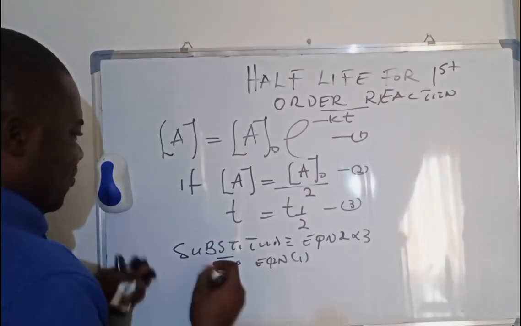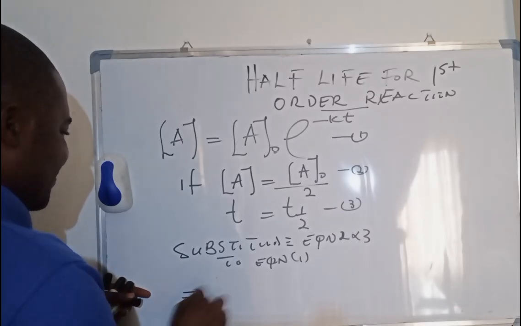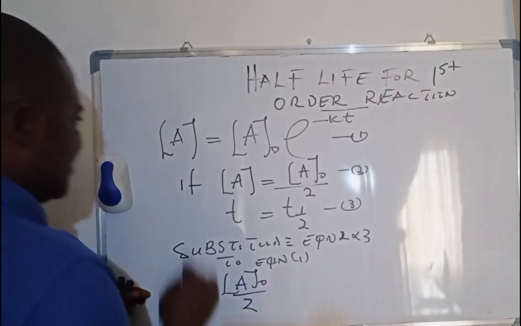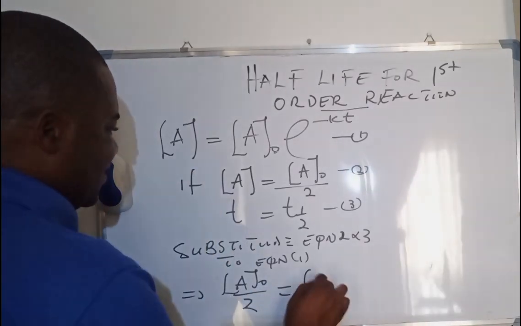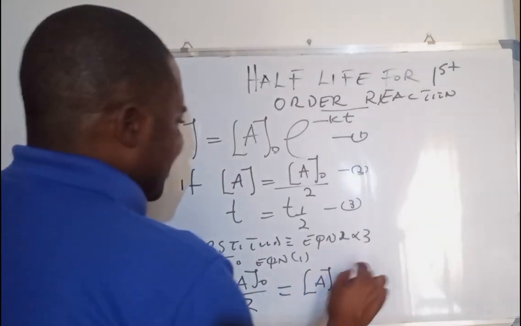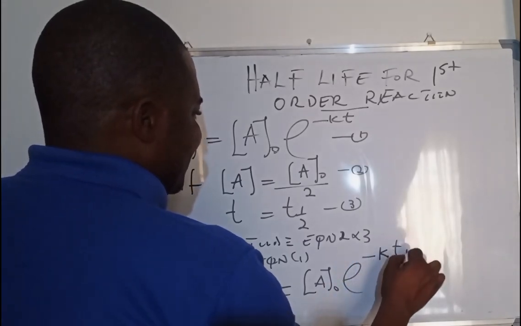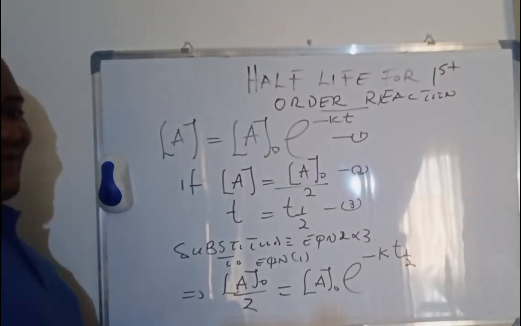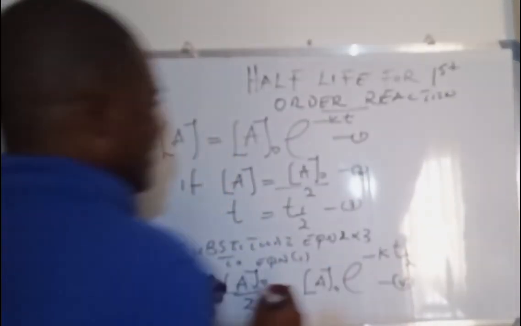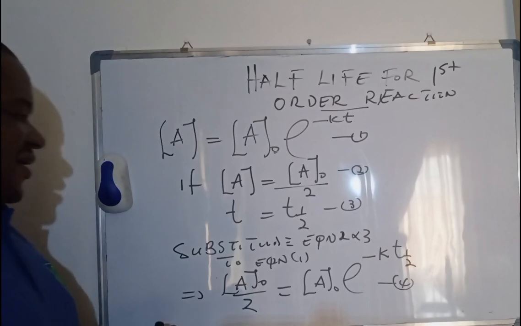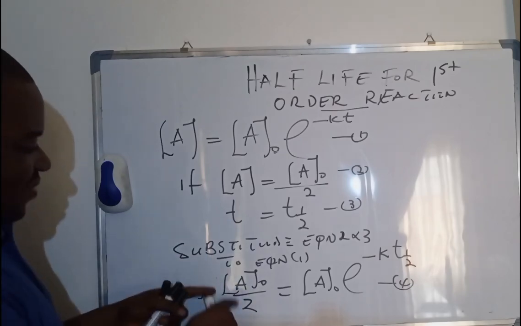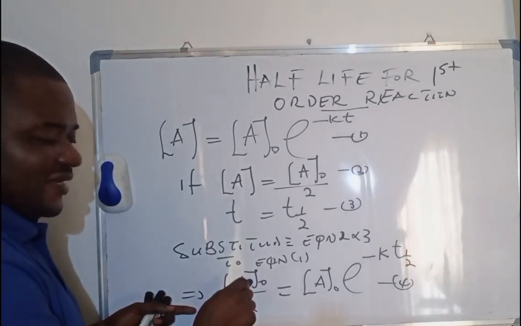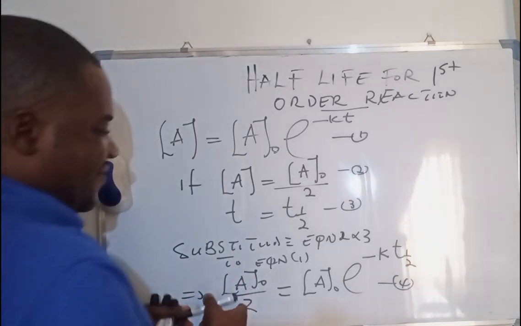So here will now become A0 over 2, representing this, is equal to A0 to the exponent of minus k, and instead of t we write t half. That is what we are going to have, and this is our equation 4. Now at this point it is important for us to know that this equation can be rewritten. This is the same thing as saying 1 over 2 times A0.